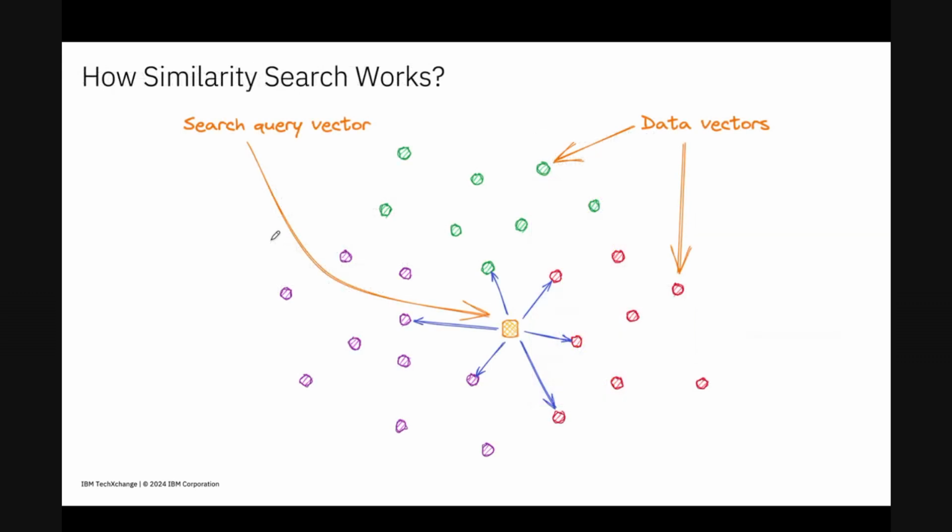Now let's see how similarity search works. As I already mentioned, we are going to convert our text into numbers. Here it's a 2D graph, and we have the x and y axis. This is our query vector. Once we get the question from the user, we convert that question to a numerical vector and map it onto the 2D graph, right? And all these points are the data that we have stored in the vector database.